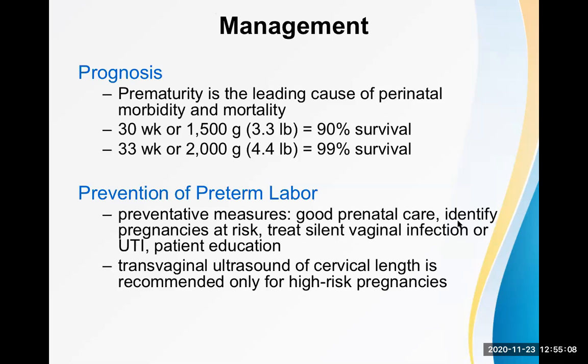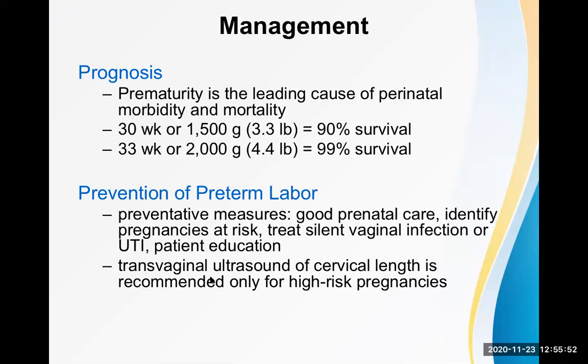During that time, good prenatal care has to be provided. Identify the pregnancies at risk. Treat the silent vaginal infection or UTI and give good education to the patient. That education should be after 20 weeks. If you develop abdominal pain, visit the hospital soon. If there is rupture of membrane and leakage of amniotic fluid, go to the hospital quickly. If there are any signs of infection or fever, go to the hospital soon enough. Avoid excessive labor-type work. Take enough rest. So these are all important patient education.